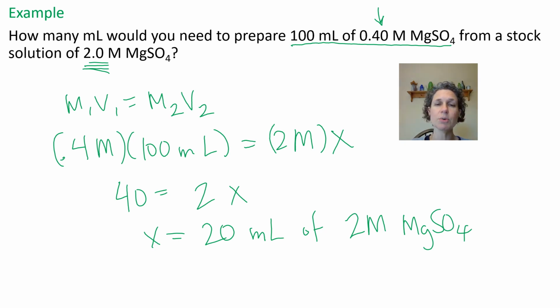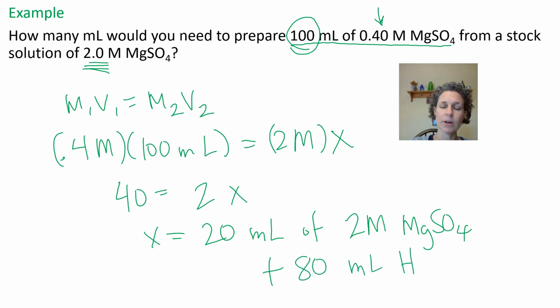The other thing that you always need to do is tell me how much water you would add. So if I need 100 total milliliters, 20 of it is the concentrated solution, and then I'm going to add 80 milliliters of water to get the whole thing, because 20 plus 80 equals 100.